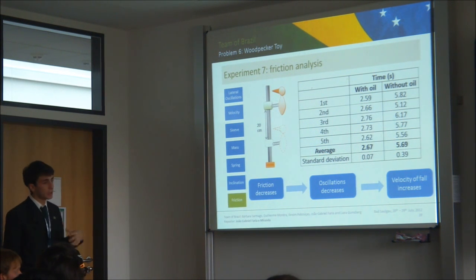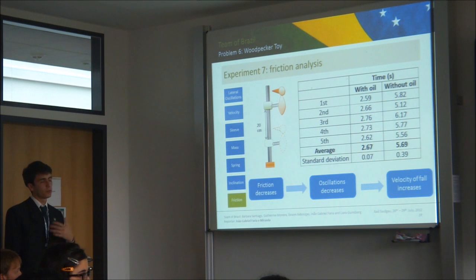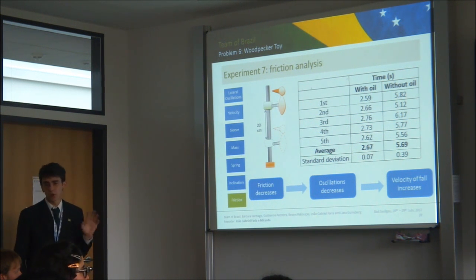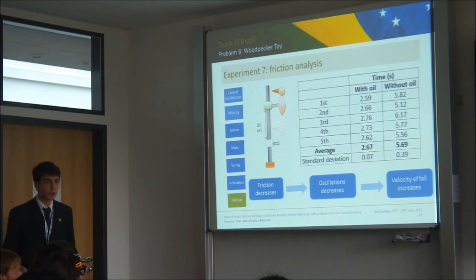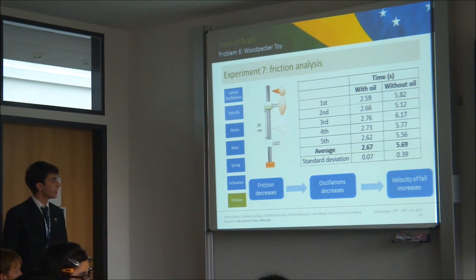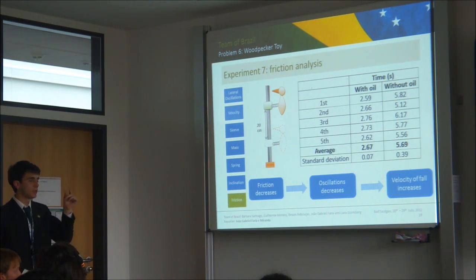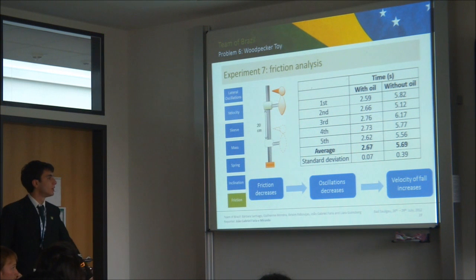Analyzing the friction, we have a test with oil that decreases the friction, and a normal one without oil. We can clearly see that the time of fall decreases, which means that the velocity increases. As you could see, decreasing the friction, we have a bigger time of the oscillation, and the oscillation decreases, and the velocity of fall increases.